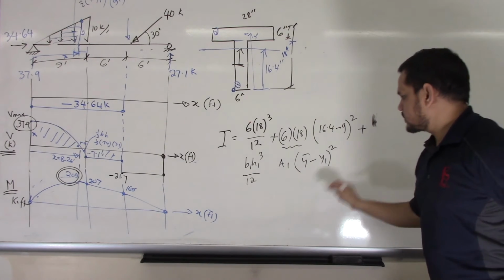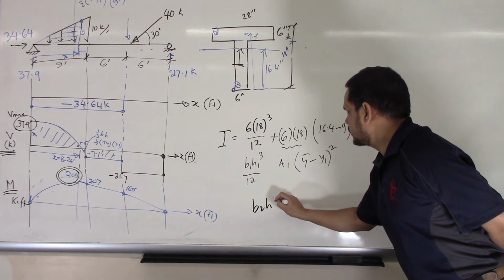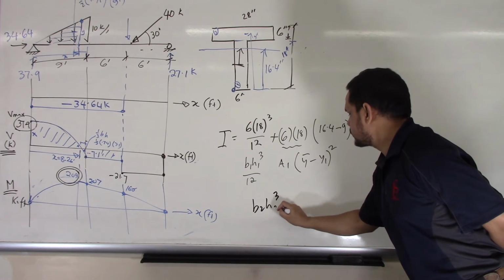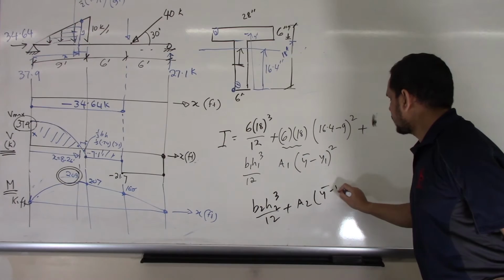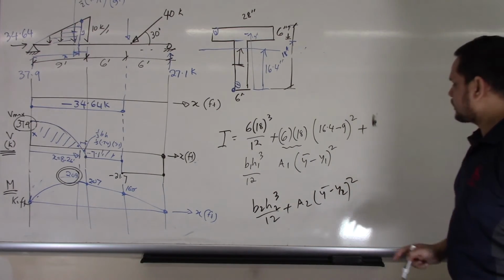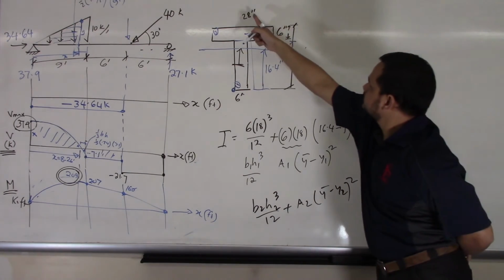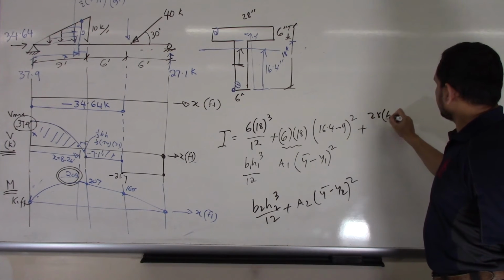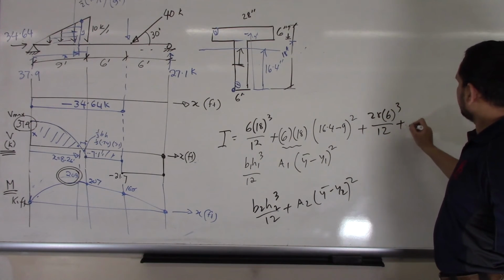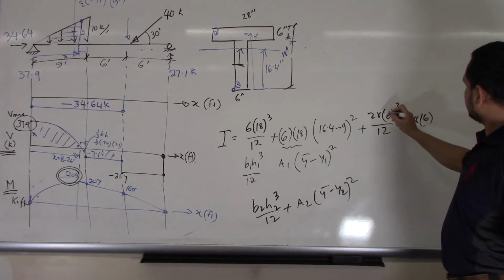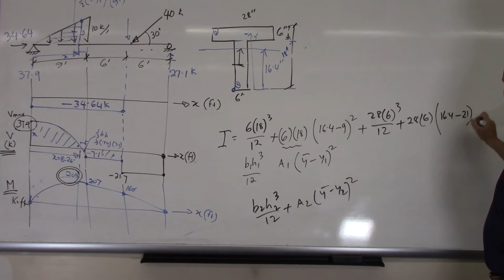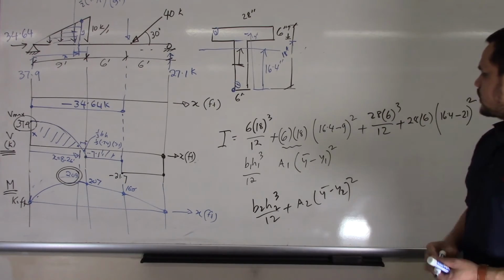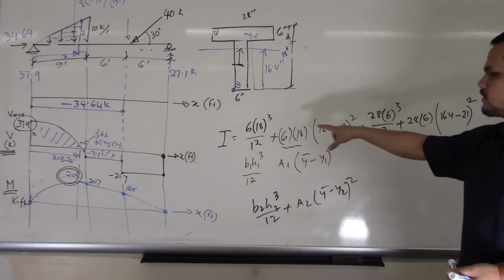So what is the second part? The second part will be B2 H2 cube by 12 plus A2 (y bar minus y2) square. B2 means 28, so 28 H2 by 12. What is the area? 28 times 6, then 16.4 minus 21 square. So you can memorize the rule or you can memorize the concept.